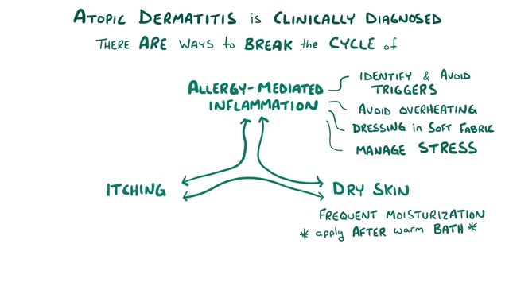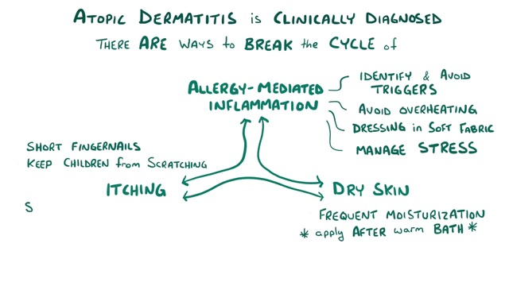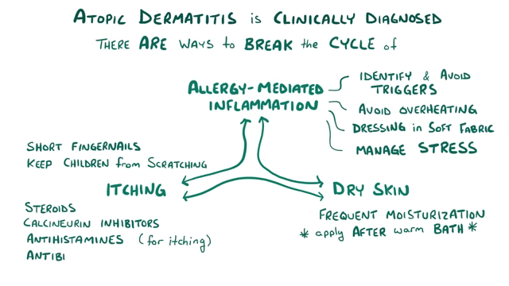And itching can sometimes be managed with simple measures, like keeping the fingernails short and trying to keep children from scratching. But in more extreme cases, there are also steroids and calcineurin inhibitors, both of which aim to dampen the immune reaction, as well as antihistamines that can help with itching, and antibiotics to help treat infections if they're needed.